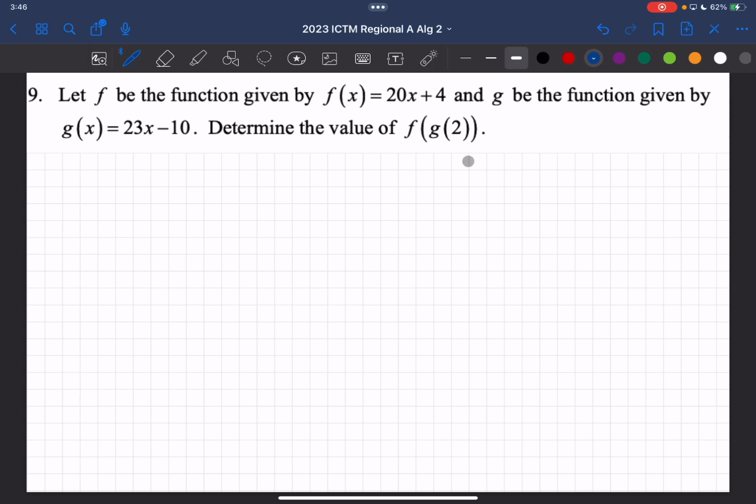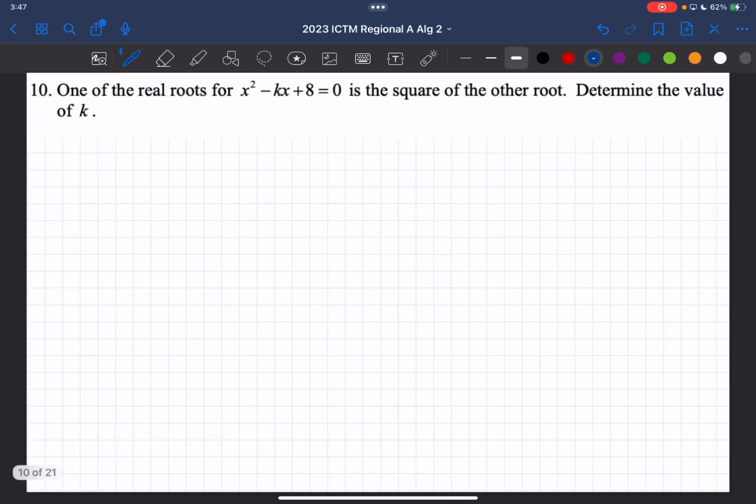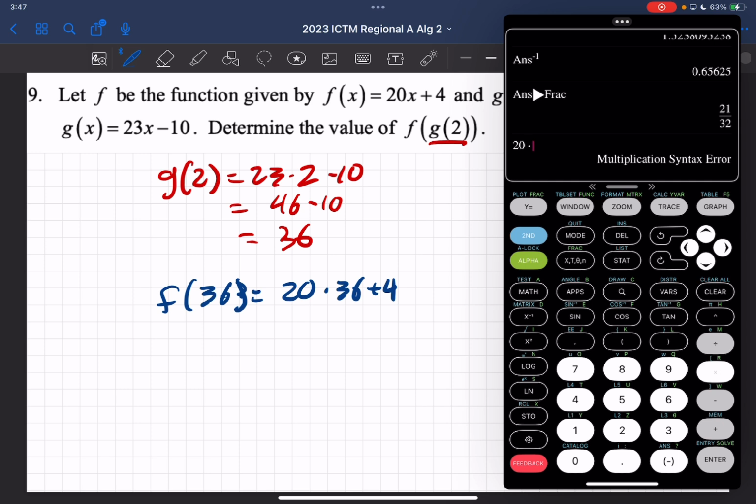Number 9. Here we have two functions. f of x equals 20x plus 4. g is given by 23x minus 10. So what is the value of f of g of 2? So we start with g of 2. We're going to substitute 2 in for x. So 23 times 2 is 46, minus 10 equals 36. Now we want f of this number, f of 36. So 20 times 36 plus 4. So that gives us our answer of 724.